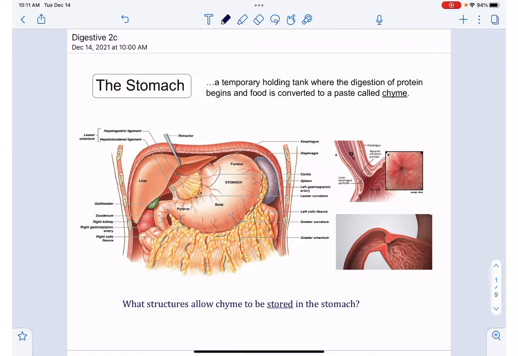Hey everyone. The next structure of the alimentary canal that we're going to move on to is the stomach. We just talked about the esophagus, and the esophagus is this long muscular tube that runs down the thoracic cavity, past the heart, past the lungs. It runs through the diaphragm, and it delivers food into the next structure of the alimentary canal, which is the stomach. And the stomach is a temporary holding tank where we're going to begin the digestion of proteins. So protein digestion is going to begin here. And we're also going to mechanically break this food down into a paste that we call chyme.